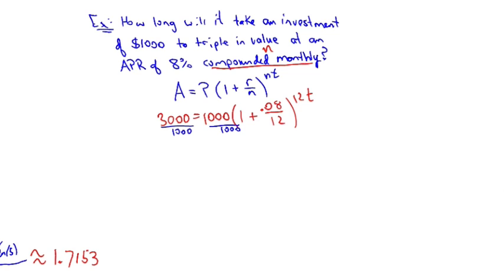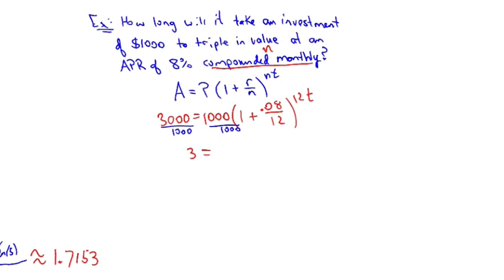And you get 3. Triple, 3. Guess what would happen if it was double? This number would be 2. If it was half, it would be 0.5, and so forth and so on. So it gives you a little hint.